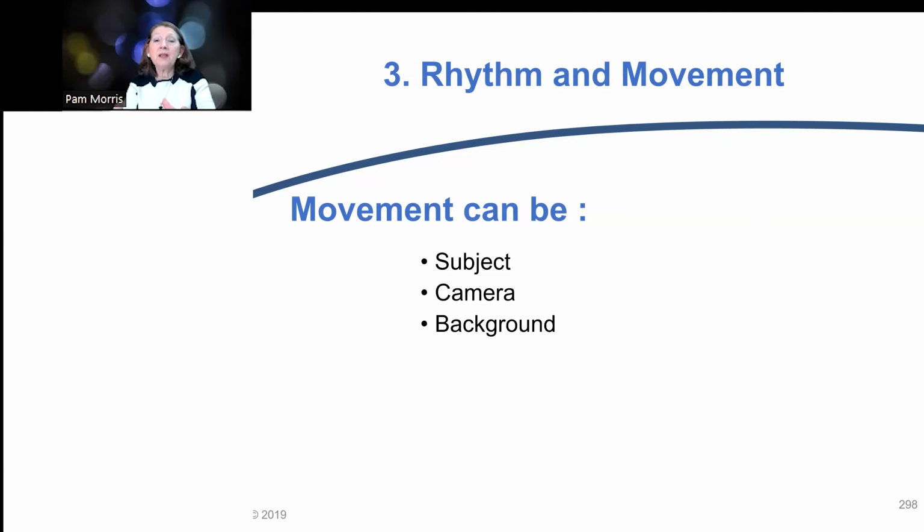And that movement can be the movement of the subject and how we capture that. It can be the movement of the camera, and the subject may be still and the background may be still, but we can move the camera and create an illusion of movement. Or it may be the background moving and the subject still. And so we'll just have a look at how those different scenarios contribute to improving the design of an image.